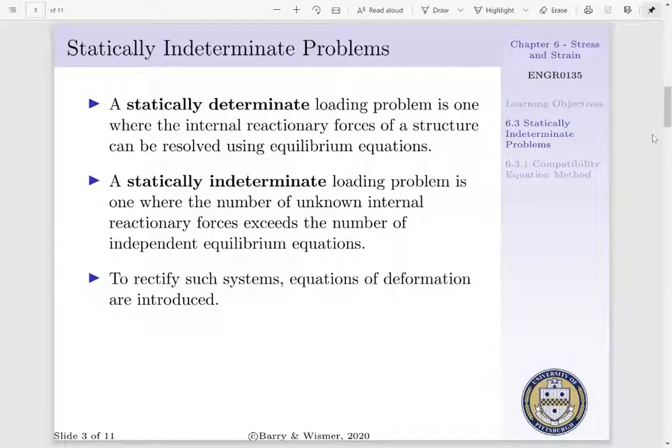Now, a statically determinate loading problem is one where the internal reactionary forces, or applied reactionary forces, of a structure can be resolved using solely our equilibrium equations. A statically indeterminate loading problem is one where the number of unknown internal reactionary forces, or applied reactionary forces, exceeds the number of independent equilibrium equations. To rectify such systems, i.e. statically indeterminate systems, we will use equations of deformation.